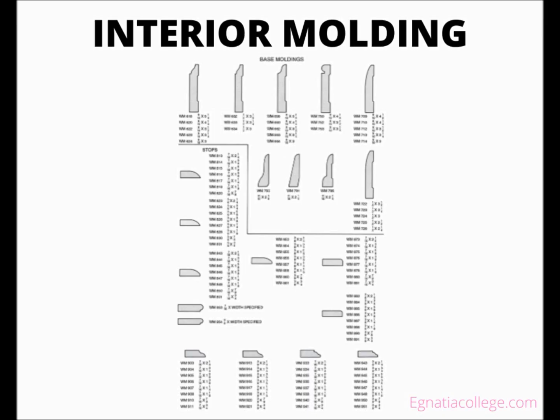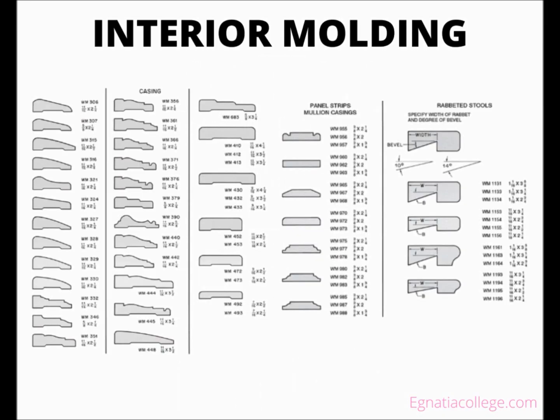Each shape is identified by a number. Most interior molding is shown in detailed drawings. The following are some of the most common uses for interior molding: window casing, window stool, door casing, base (bottom of wall), cove (top of wall), chair rail (middle of wall), trim around the fireplace mantel, trim around built-in cabinets.